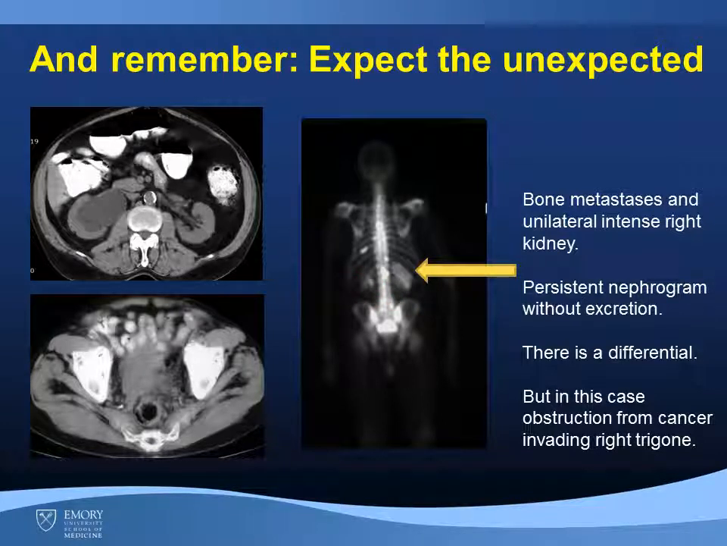Remember, bone scanning is done approximately 2 to 4 hours post-radiotracer administration. So we have a persistent nephrogram with that excretion. There is a differential, as we learned in this talk, but in this case, it is obstruction from the prostate cancer invading the right trigone, causing right hydronephrosis.